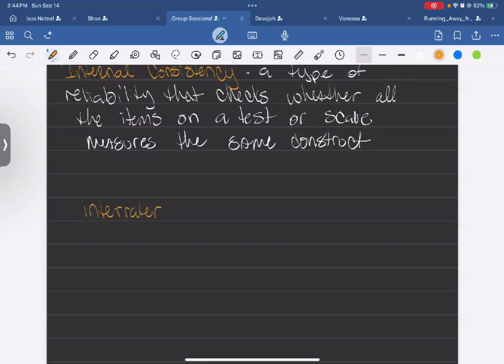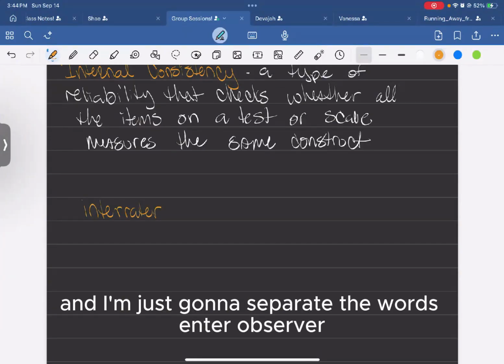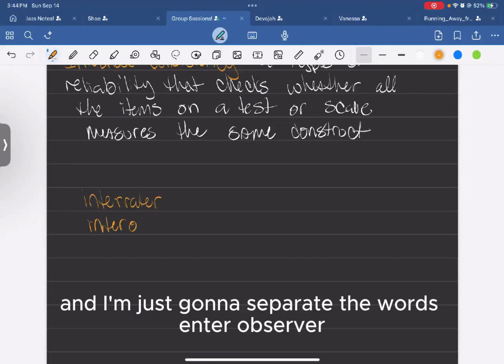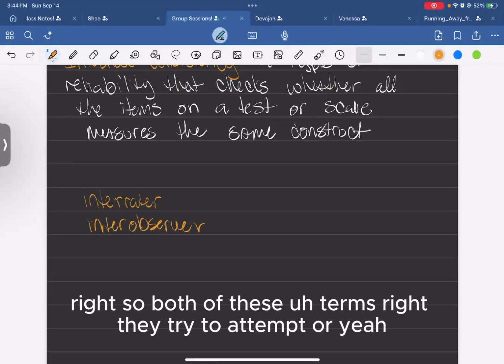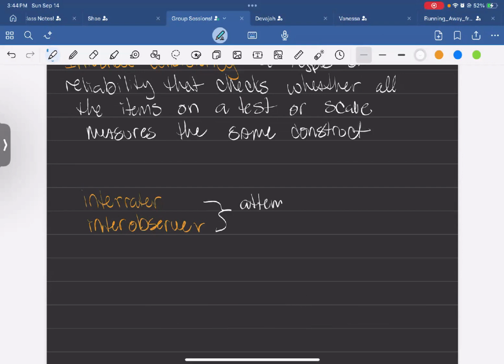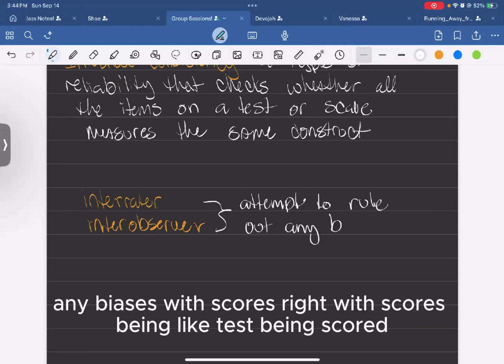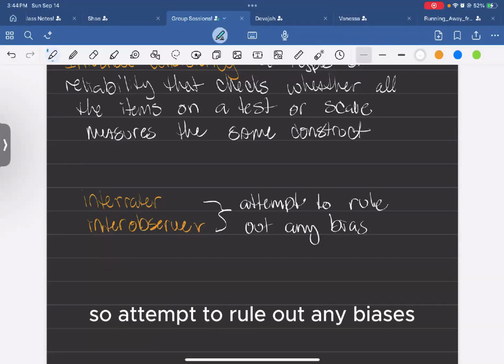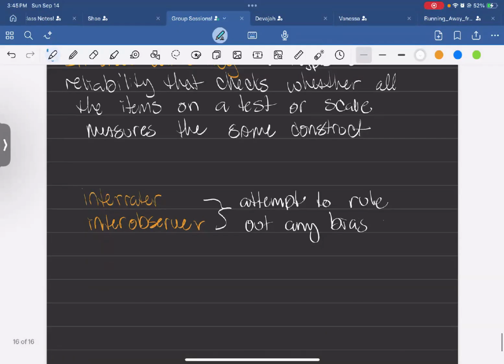interrater, and then you also have, and I'm just going to separate the words, observer, right? So both of these terms, they attempt to rule out any biases with scores, with tests being scored. So they attempt to rule out any biases when scoring tests.